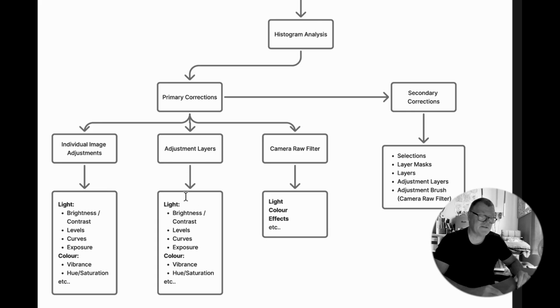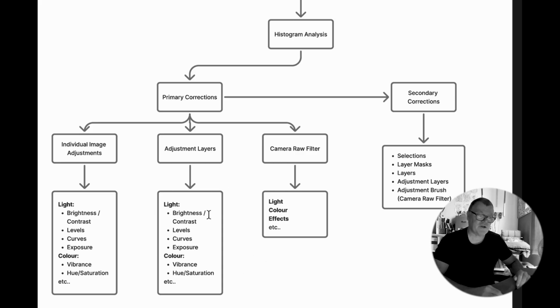So adjustment layers, and then the camera raw filter, which is my choice because the camera raw filter is kind of a one-stop shop. It's like a little mini Lightroom inside Photoshop that allows you to do everything non-destructively as a smart filter. So that would be where I would go for my primary correction.